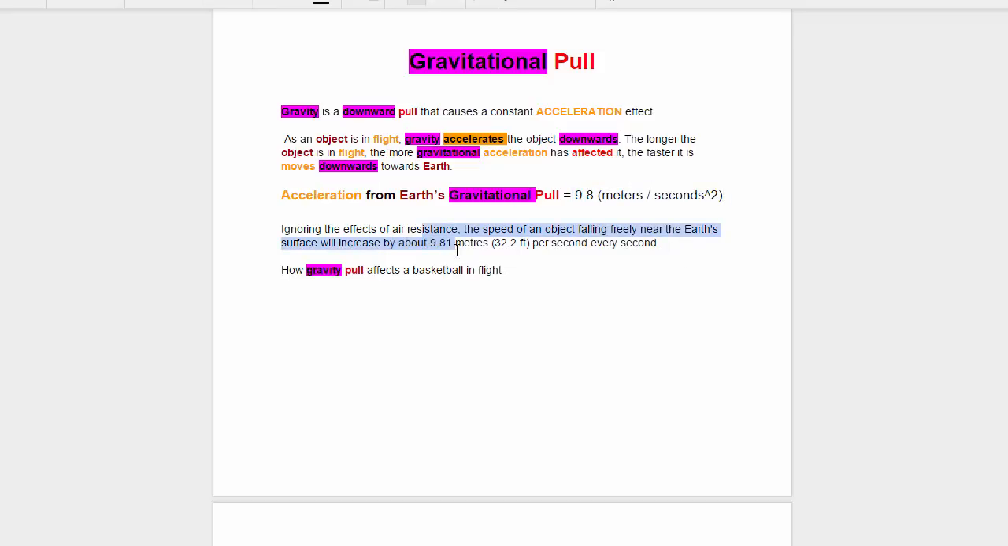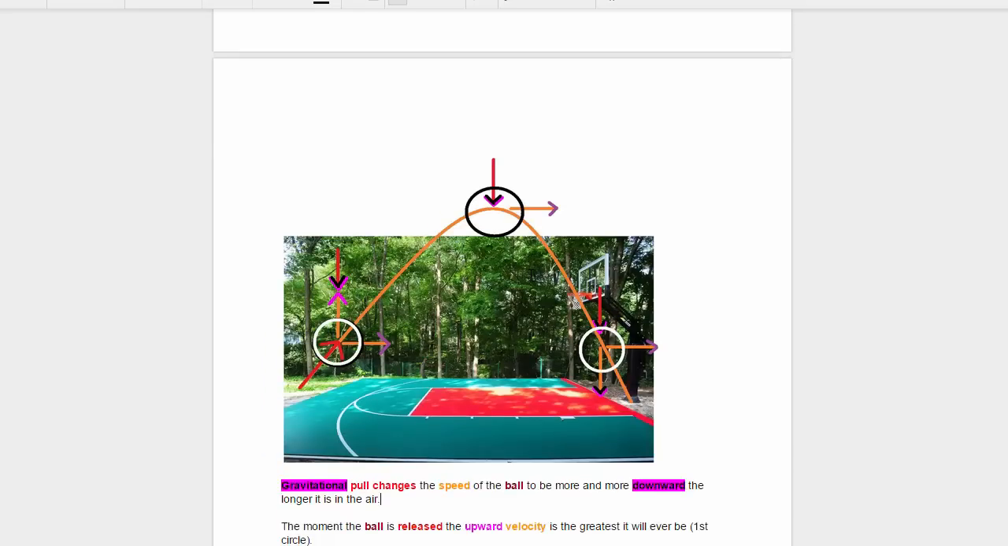Ignoring the effects of air resistance, the speed of an object falling freely near the Earth's surface will increase by about 9.8 meters per second every second. So that is really a huge effect. How gravity pull affects shooting: we release the ball here. We have our upward directional velocity and our forward velocity. Gravity is causing downward acceleration, a pull, a force towards the Earth.